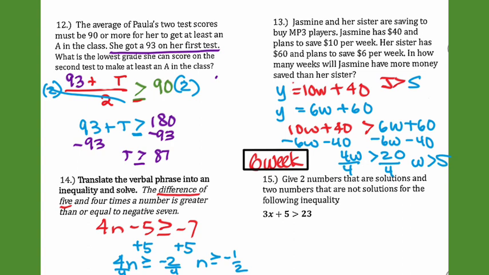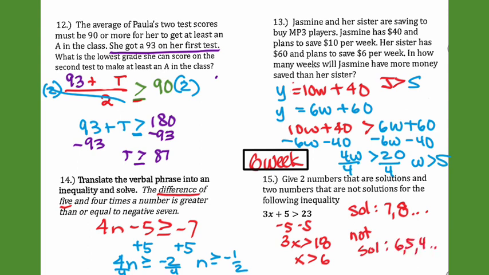On 15, give 2 solutions for this. Well, first you have to solve. And 2 solutions, because it says that x is greater than 6, 2 solutions could be 7 or 8 or anything more than that. And non-solutions would be 6 because it has to be bigger than 6. So 6 is not a solution, or 4 or 5 and so forth.